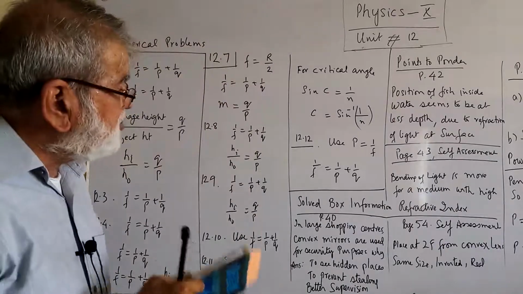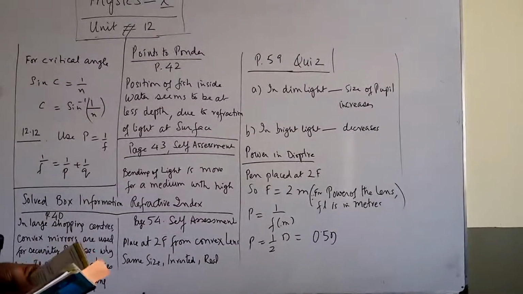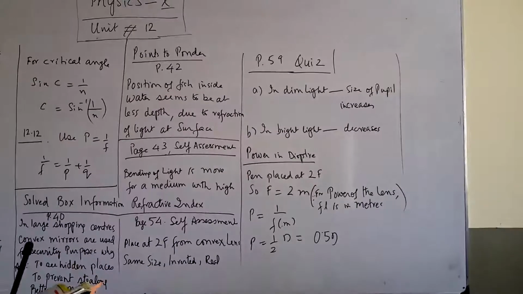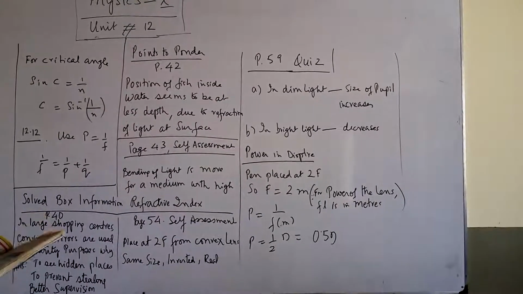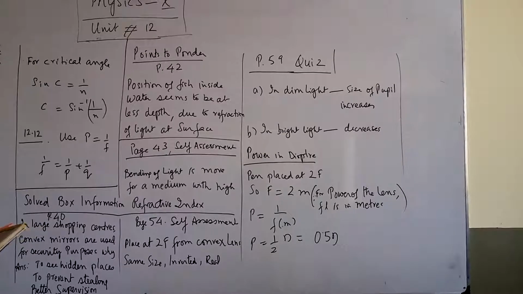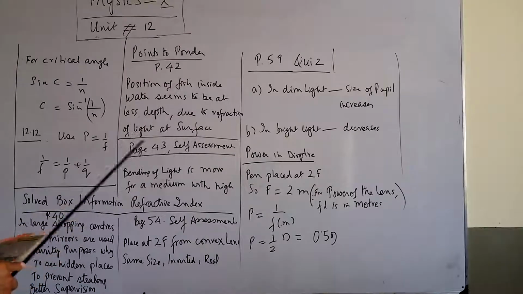The next points to ponder question is on page 42. It says, why does the position of a fish inside the water seem to be at less depth than the actual position? This is again the same type of question that we did earlier. This is regarding the apparent depth and the actual depth. The refraction phenomenon bends the rays, and that is how it happens. The position of the fish inside water seems to be at less depth due to refraction of light at the surface. I had drawn the diagram also earlier for you. Over here also he has tried to explain.